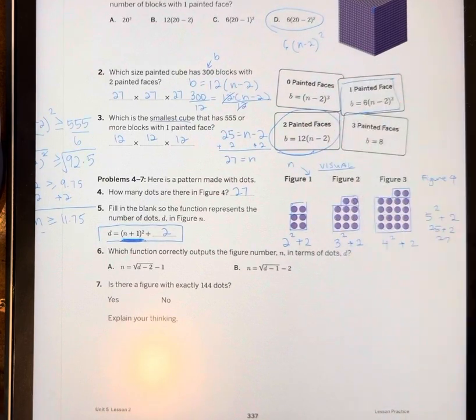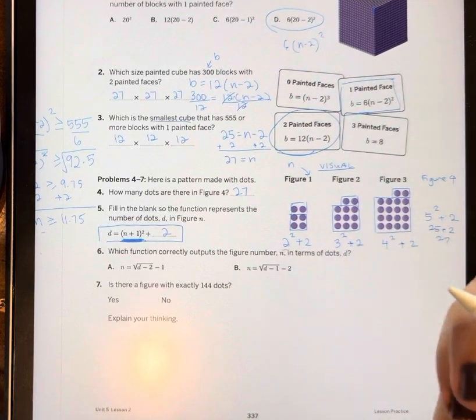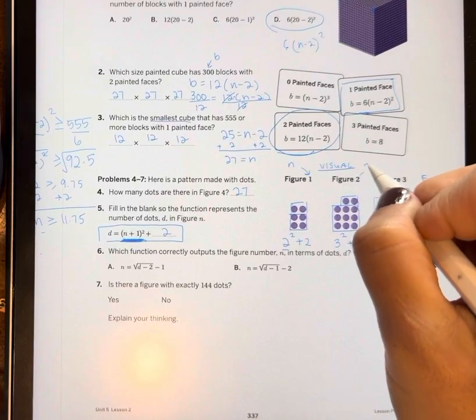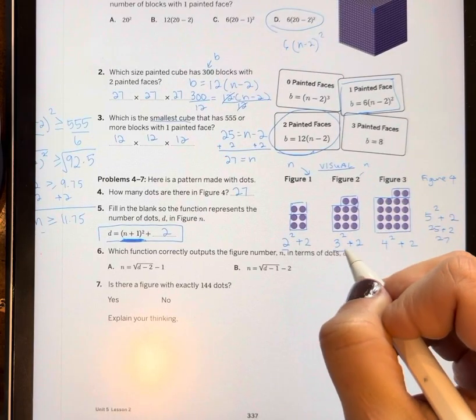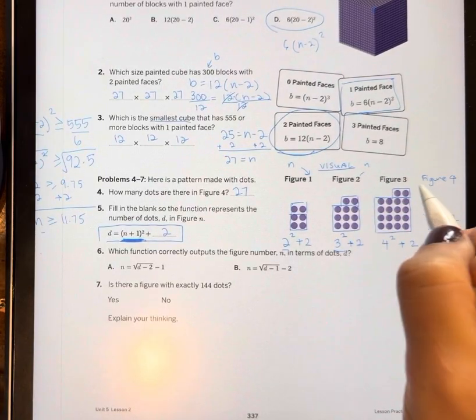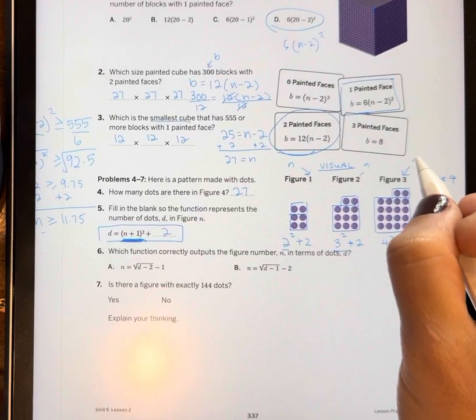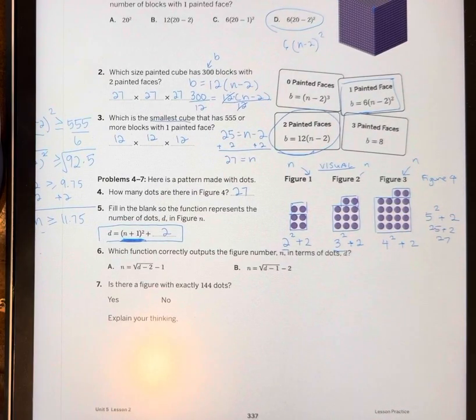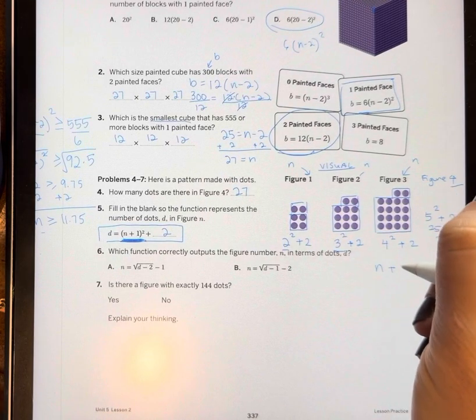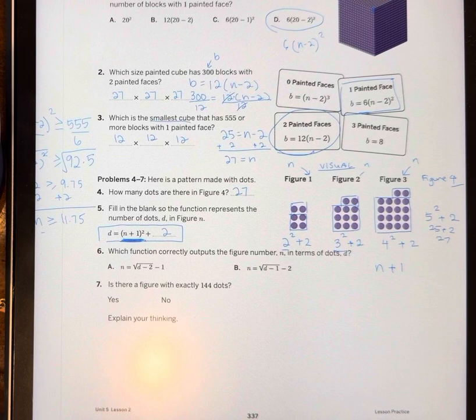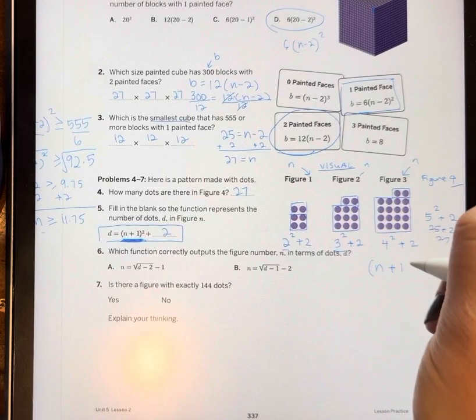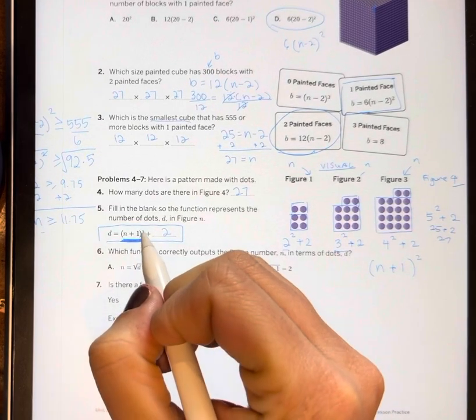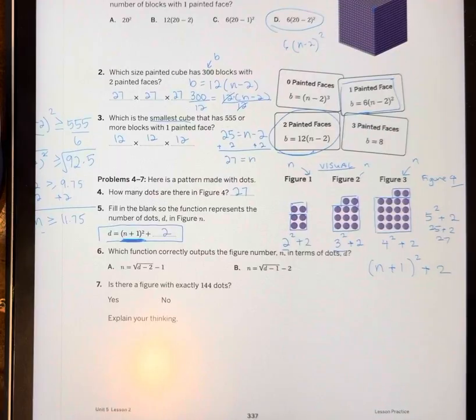So here n is 1, and we had 2 squared. And then over here n was 2. We ended up with 3 squared, so 1 more. Over here n was 3, and we had 4 squared. Again, 1 more. And in figure 4 we had 5 squared, 1 more. It's always 1 more than what n is. So n plus 1, that's where that came from. It is squared and then the plus 2. And that's how they got it.